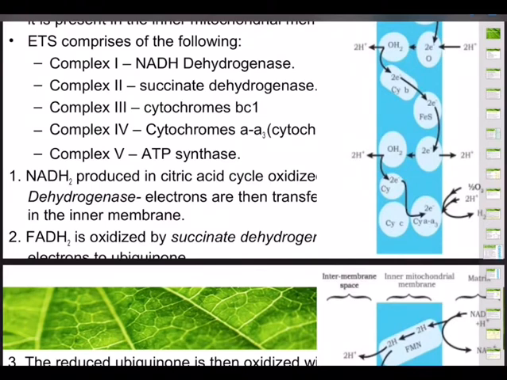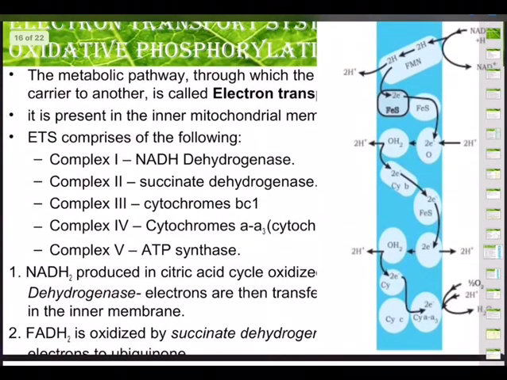In the first one, NADH2 produced in the citric acid cycle is oxidized in the presence of dehydrogenase. Electrons are then transferred to the inner membrane. The NADH dehydrogenase complex, that is the first complex, comprises NADH dehydrogenase, FMN and FES. You are seeing in the diagram both FMN and FES. So this is the center having NADH dehydrogenase, FMN and FES.